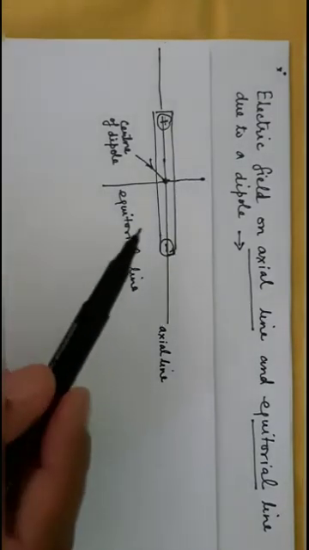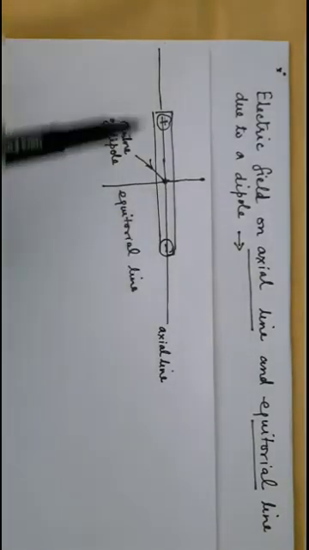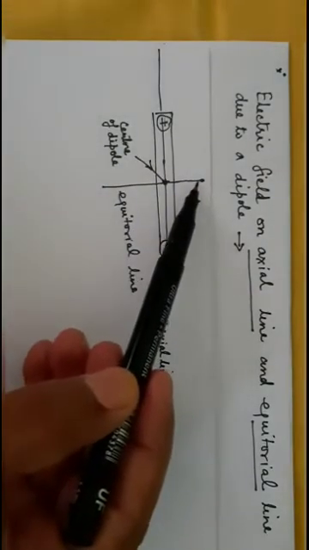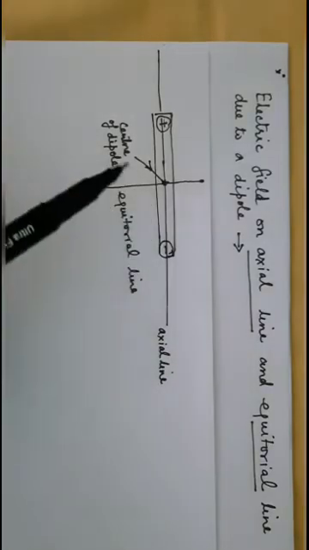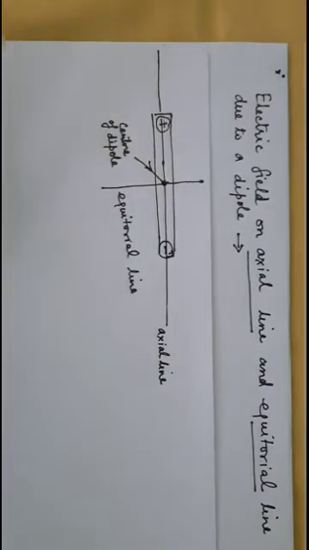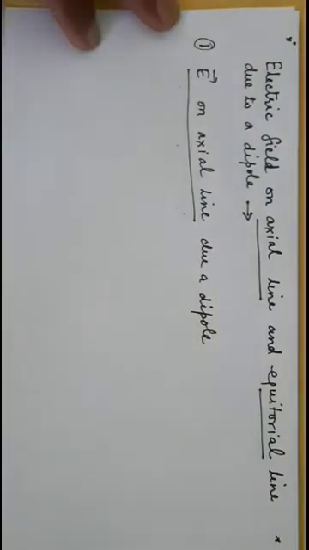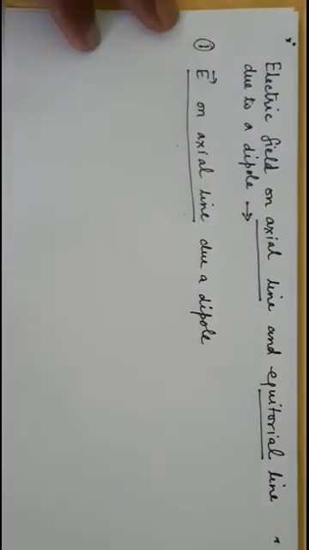The equatorial line is a line which is perpendicular to this axial line, and passes through the center of the dipole. That is known as equatorial line. Now let us first calculate the electric field on the axial line due to a dipole.